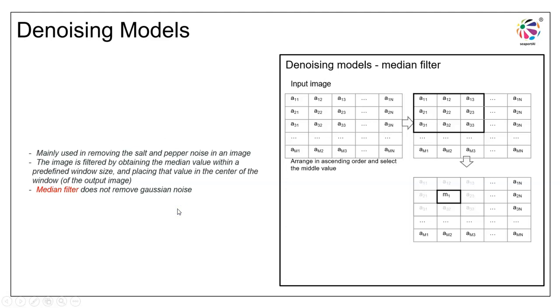Last but not the least is the median filter. The median filter is a non-linear digital filtering technique often used to remove noise from an image or signal.